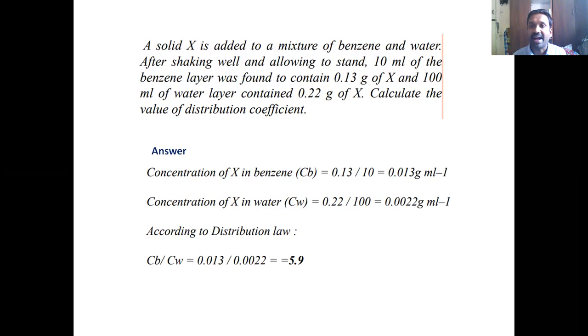Similarly, convert the amount of X in water into the concentration term: 0.22 grams divided by 100 ml. Since in the numerator and denominator it is the same unit, grams per ml, both the units cancel and the final answer would be 0.013 divided by 0.0022, which is equal to 5.9. Please note that the distribution coefficient doesn't have any unit because it's a ratio of concentrations. Whenever you take a ratio of two same quantities, you always get a number without unit, is it not? That is what the answer is, 5.9.